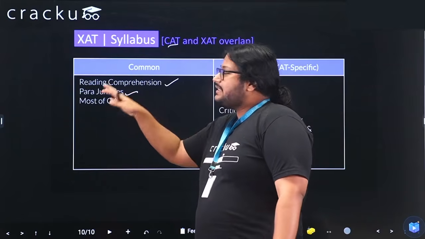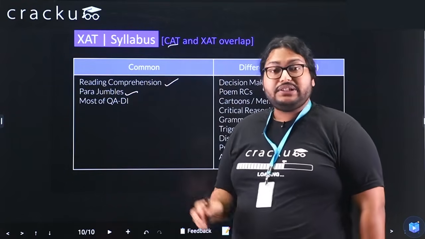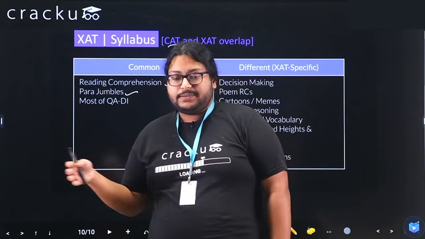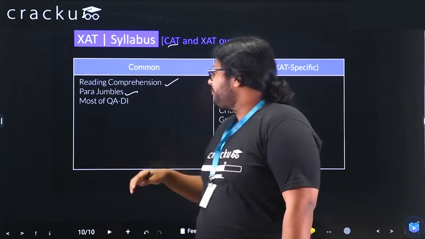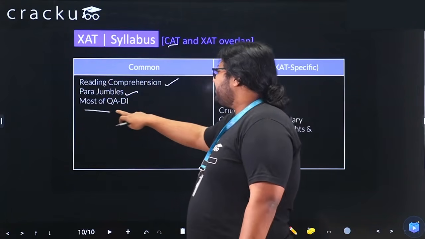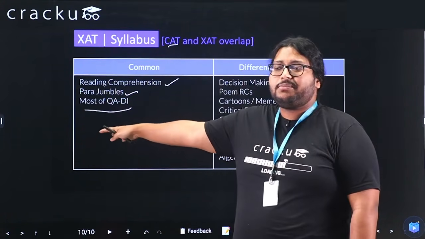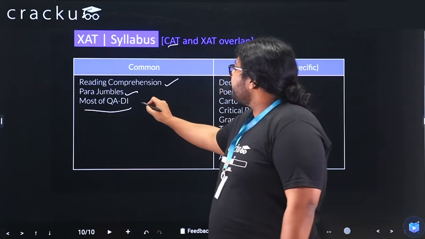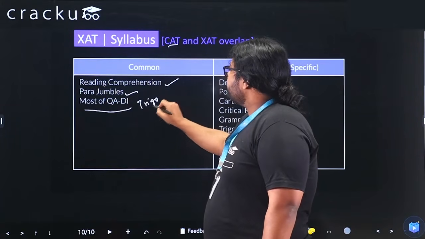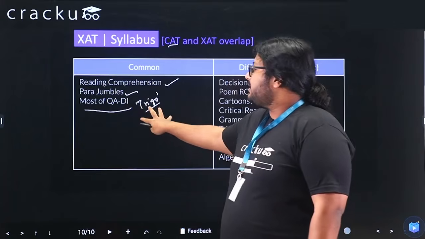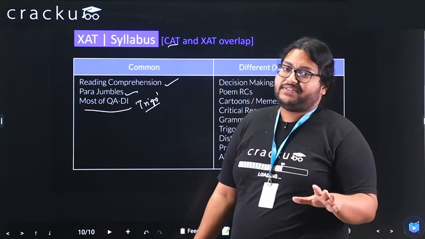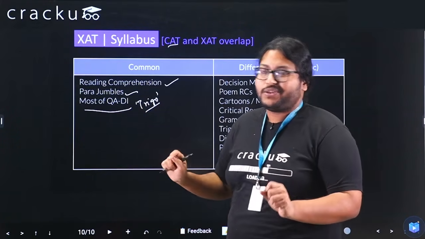Parajumbles, again similar, but CAT has TITA parajumbles, while XAT gives us the options. And most of QADI. There's not a lot to learn in QADI because most of it is similar except for the trigonometry part. The trigonometry part is something like heights and distances specifically that we should be knowing. We are going for that.